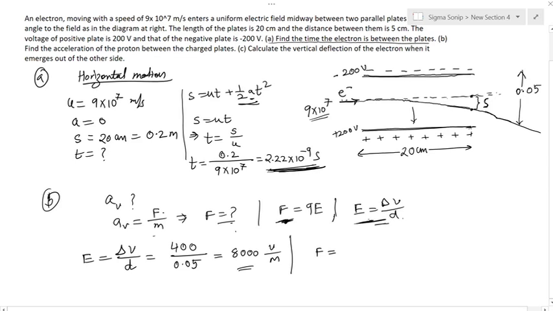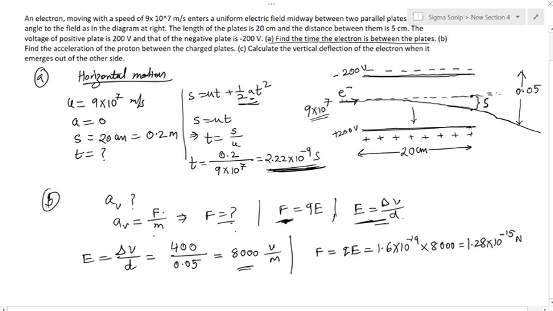Therefore, the acceleration of the electron, as long as it is between the plates, will always be vertical. So F is equal to Q times E. Q is 1.6 times 10 to the power minus 19, E is 8000, and that gives me a force of 1.28 times 10 to the power minus 15 Newton.